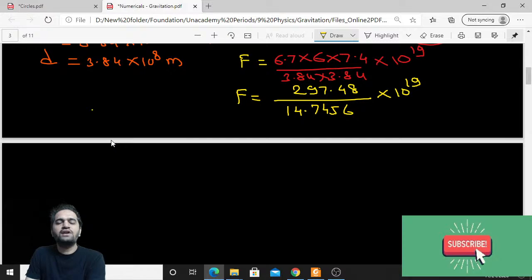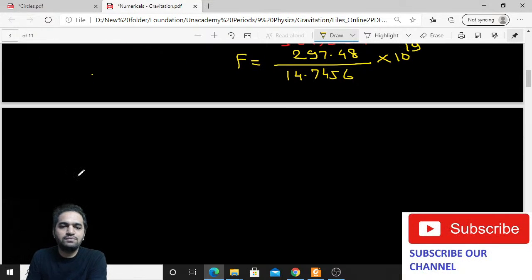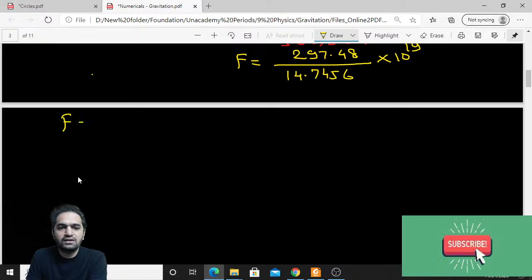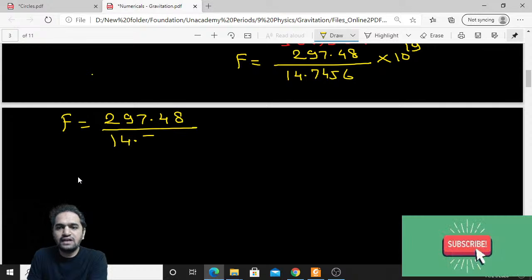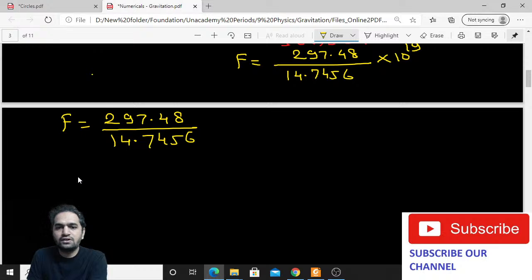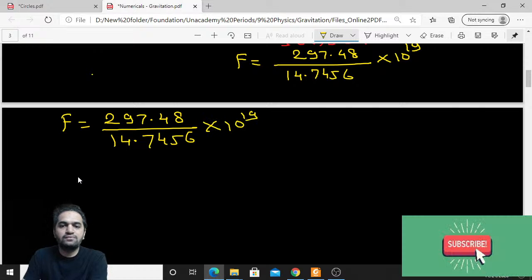Fine. Now you can do one thing. Let me just write it down at the bottom part, these bigger values, and then we will see the rest of the calculation. So have you understood the calculation till now? Okay. So 10 to the power 19.